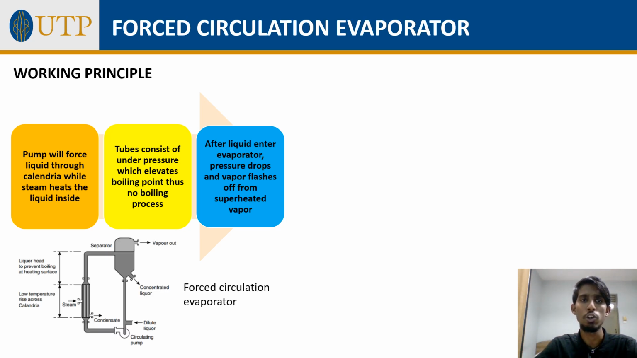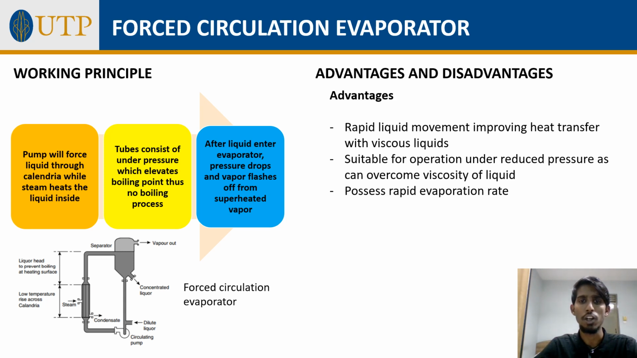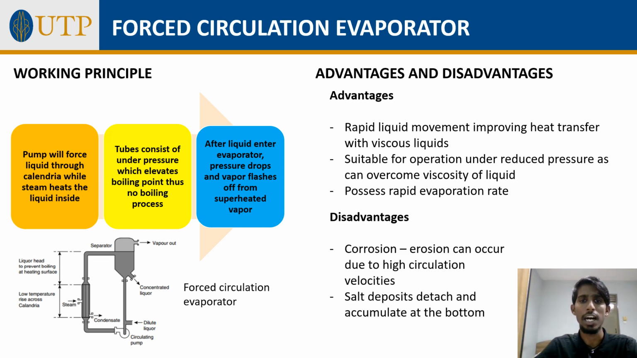The image below shows what a forced circulation evaporator looks like. The advantages of using forced circulation evaporator are rapid liquid movement, improving heat transfer with viscous liquids, suitable for operation under reduced pressure as it can overcome viscosity of liquid, and possesses rapid evaporation rate. The disadvantages are corrosion can occur due to high circulation velocities, and finally salt deposits detach and accumulate at the bottom.